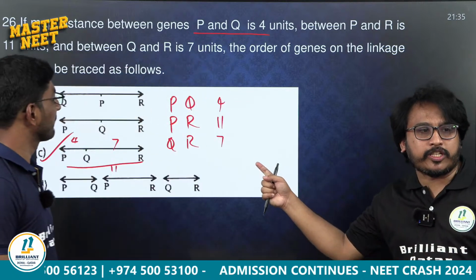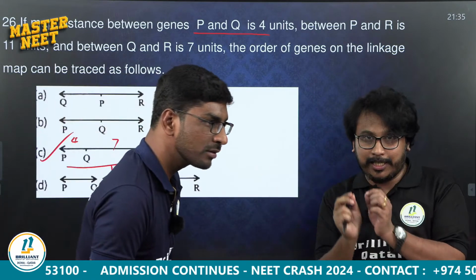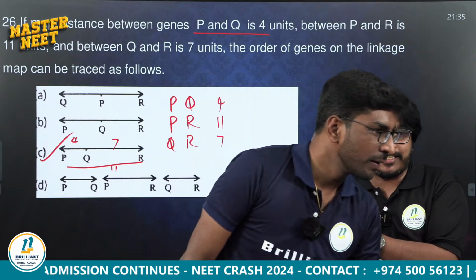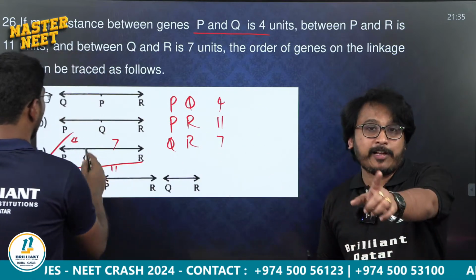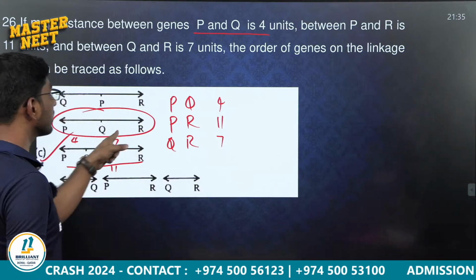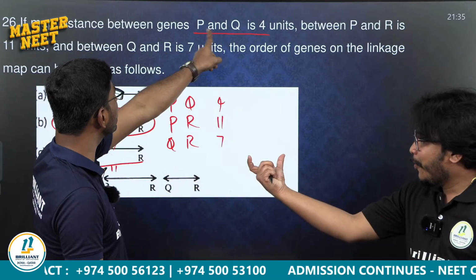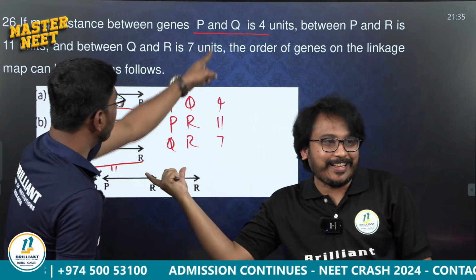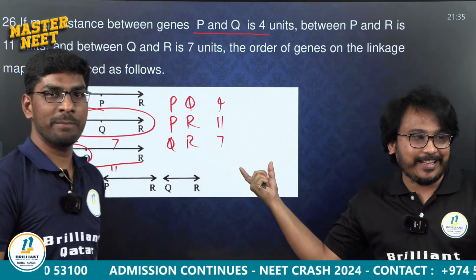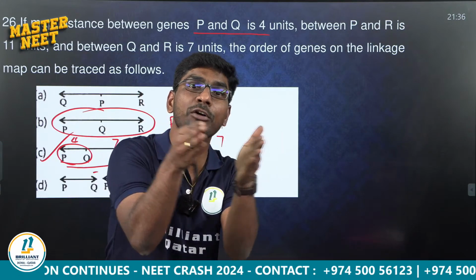Like this, you can expect application questions from this topic. So please note that the percentage of recombination is the distance between genes, and you have to identify the location of the genes using it. It was proposed by Alfred Sturtevant. You have to cross check properly. For PQ, you should take the length: PQ is 4, and based on that you cross check. Where is the distance? If there are fewer units, that means the genes are close.